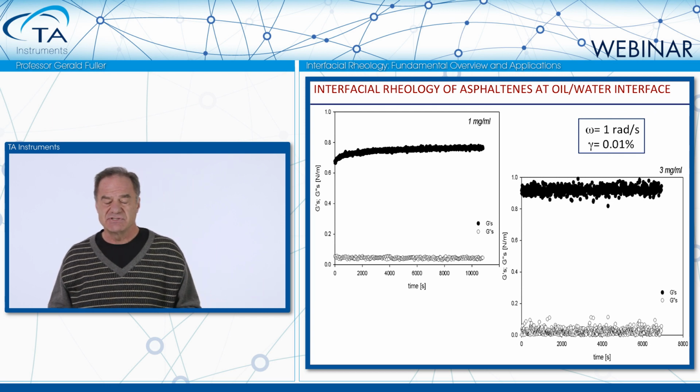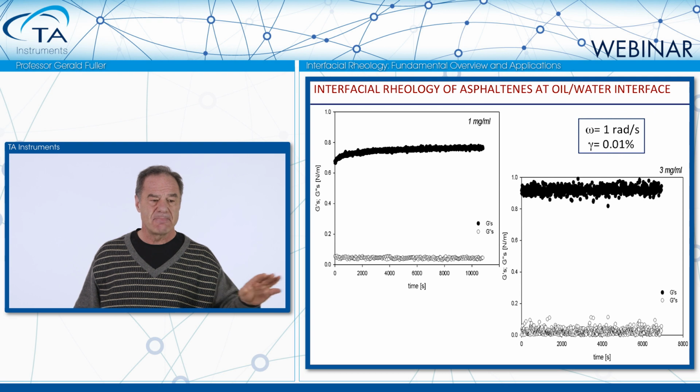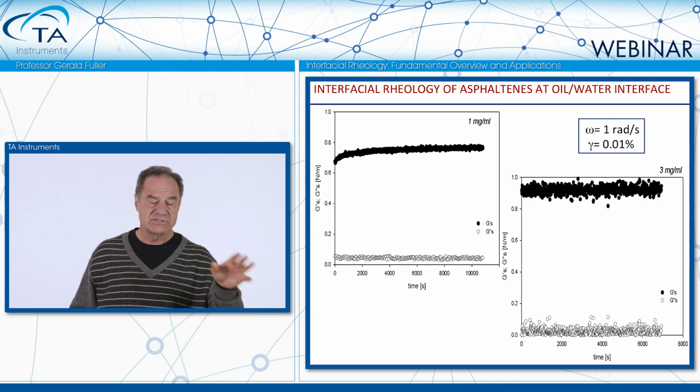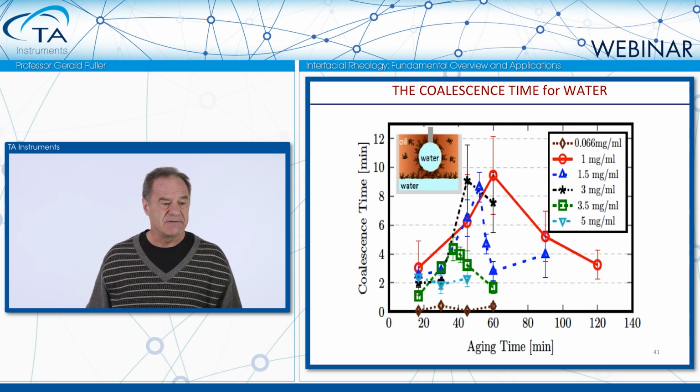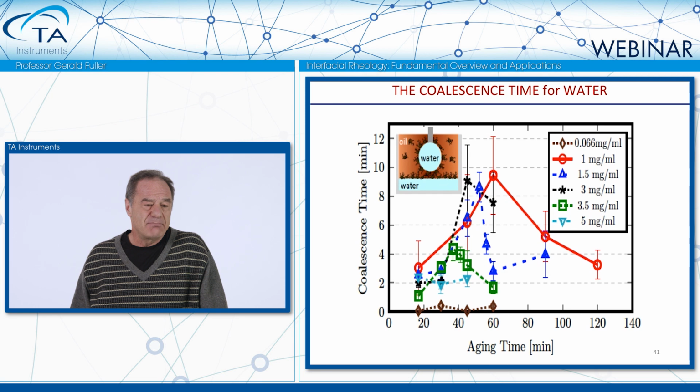So extremely viscoelastic interfaces. So we expect, as we increase the concentration and the aging time, that the coalescence should be delayed. So what do we see? Well, here we see plotted the coalescence time as a function of aging time, and it does go up. Look at the red data. That's at 1 mg per mL. Below that, at 0.066 mg per mL, the coalescence is very fast, just a few seconds.